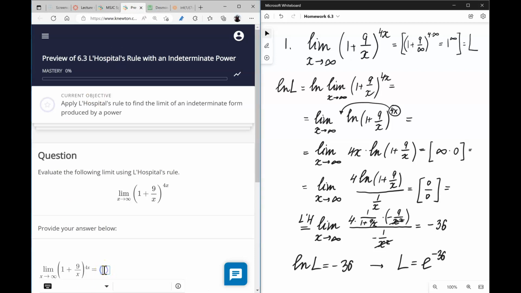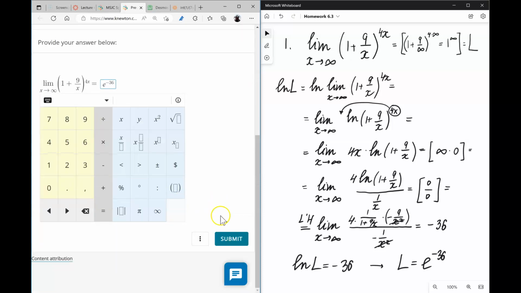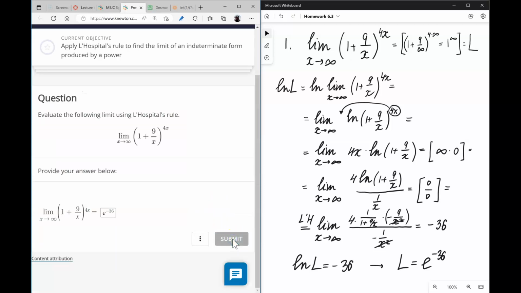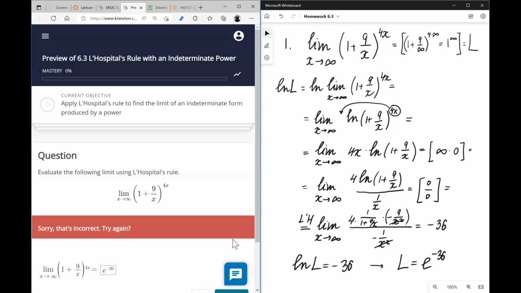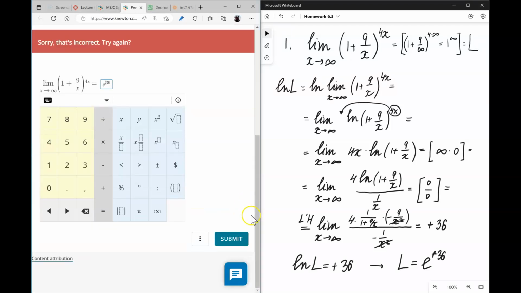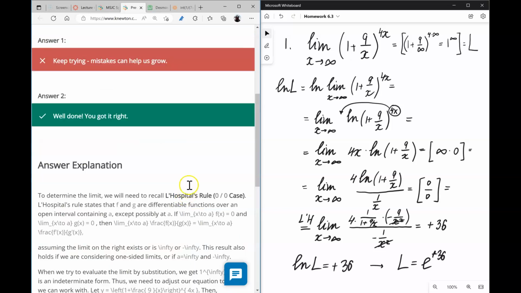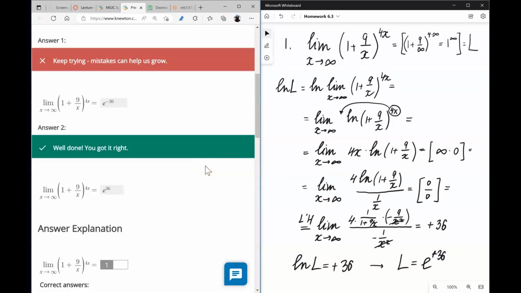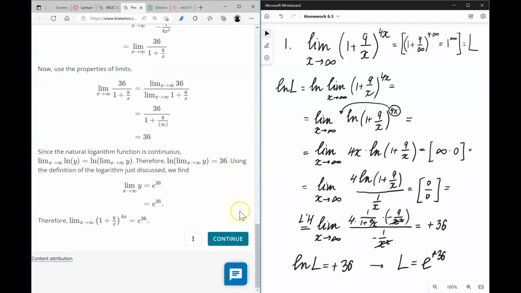Hopefully I didn't make any typos. So let's try entering e to the power -36. Oh, why negative? Oh my god. So it's positive. And that's how we resolve this type of indeterminate forms that contain powers.